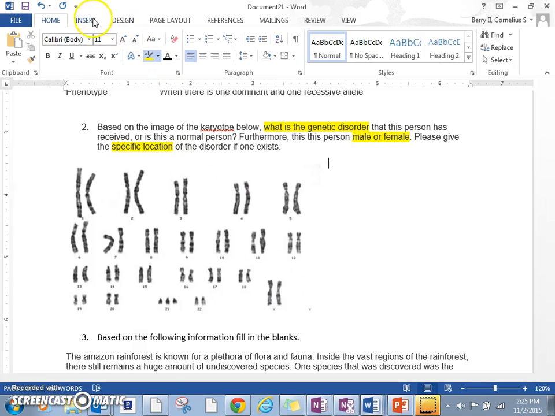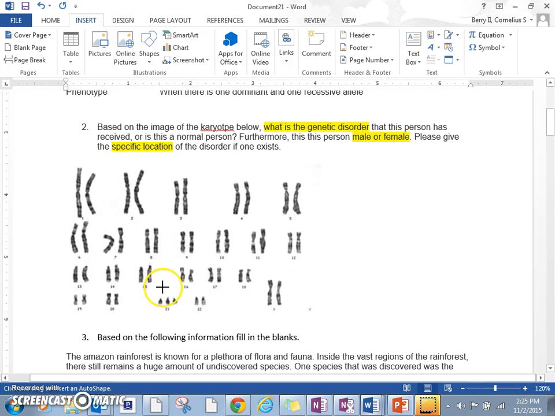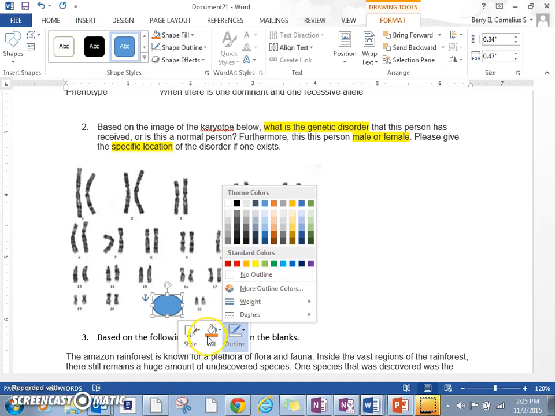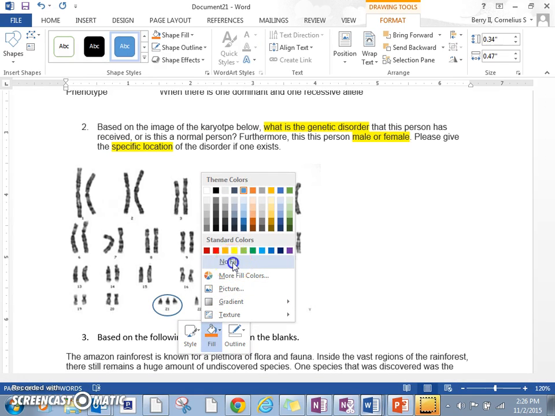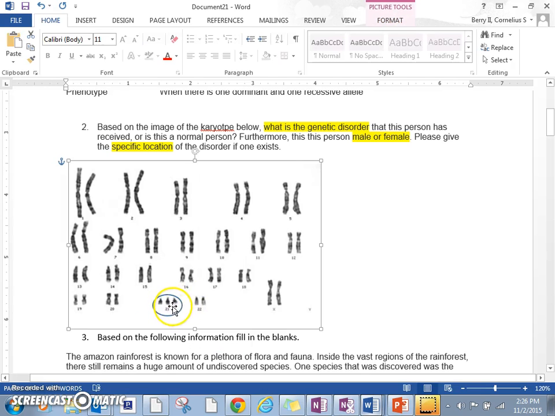Looking at the image below, we can see that yes, right here, we have an image. We have a mistake or an extra chromosome, trisomy 21. And looking over here at the sex chromosomes, we see that the 2 chromosomes are above the X, so that means that this is a female.